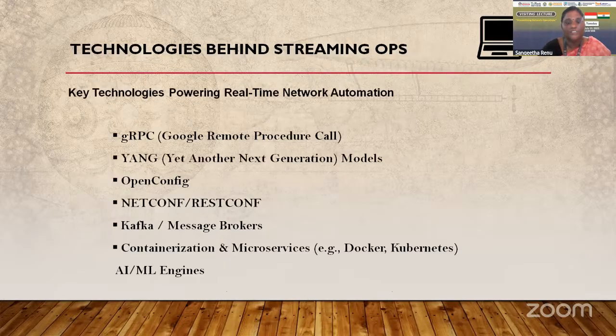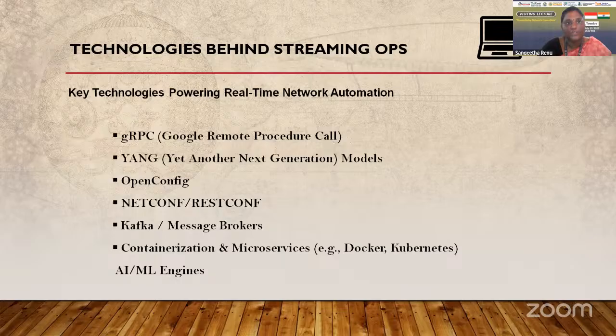Next, technologies behind streaming ops. Key technologies powering real-time network automation: gRPC, Google Remote Procedure Call; YANG, Yet Another Next Generation models; OpenConfig; NETCONF; RESTCONF; message brokers like Kafka; containerization and microservices like Docker and Kubernetes; and AI/ML engines.